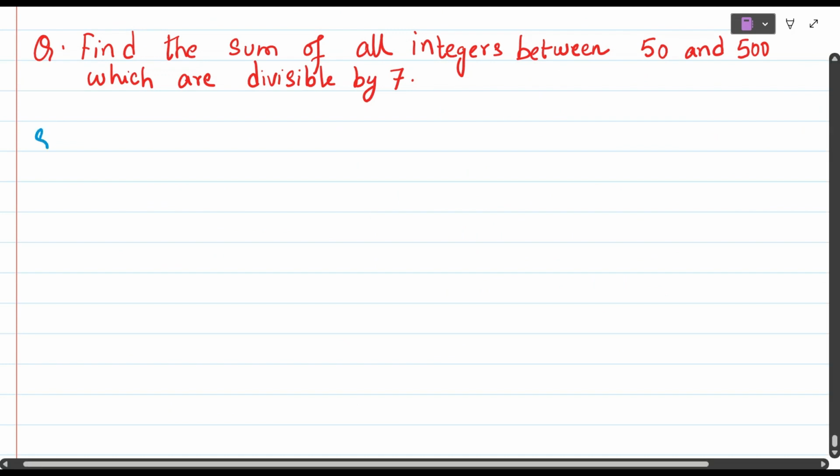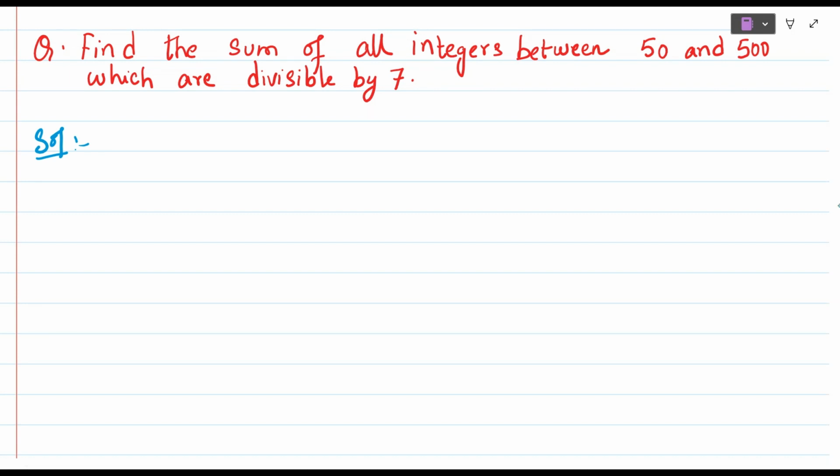Students, the next question is: find the sum of all integers between 50 and 500 which are divisible by 7. So between 50 and 500, we have to take the integers which are divisible by 7.